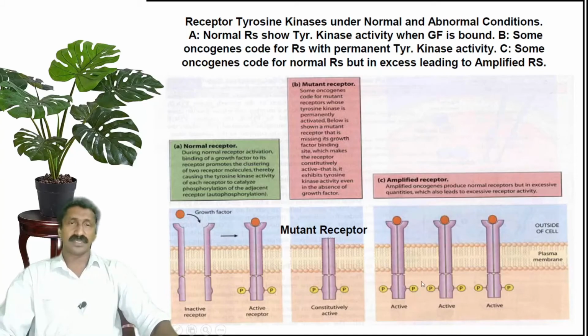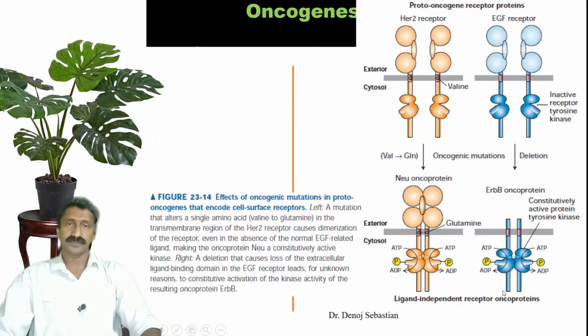So the second one is the amplified receptor. In this case, the number of receptor molecules was increased, or multiple copies of the receptors were created, and it also increases the overall gene expression rate. So this is about proto-oncogene receptors, for example, the HER2 receptor and the EGF receptor. Two receptors were represented there.